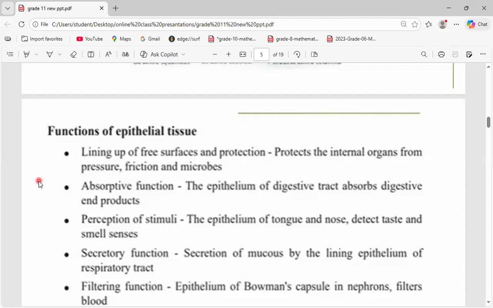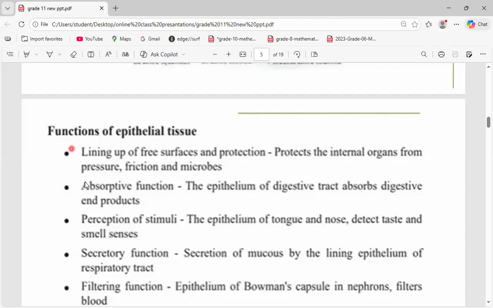And next one, secretory function. That means secretion of mucus by the lining epithelium of the respiratory tracts. And the next one is filtering function. Epithelium of the Bowman's capsule in nephrons filters blood. Epithelial tissue helps us filter the blood.